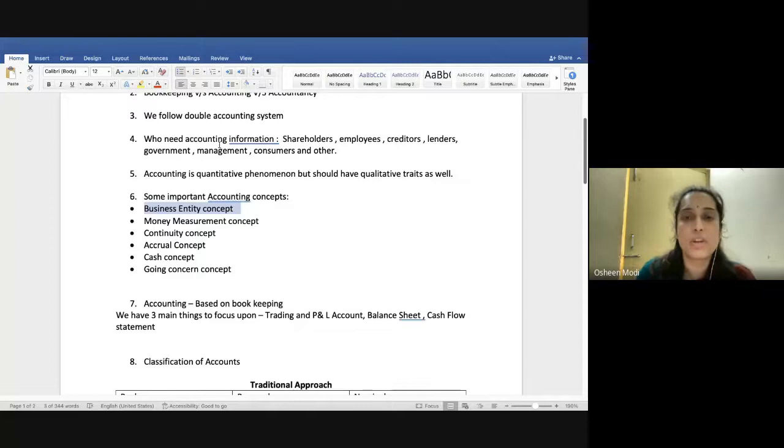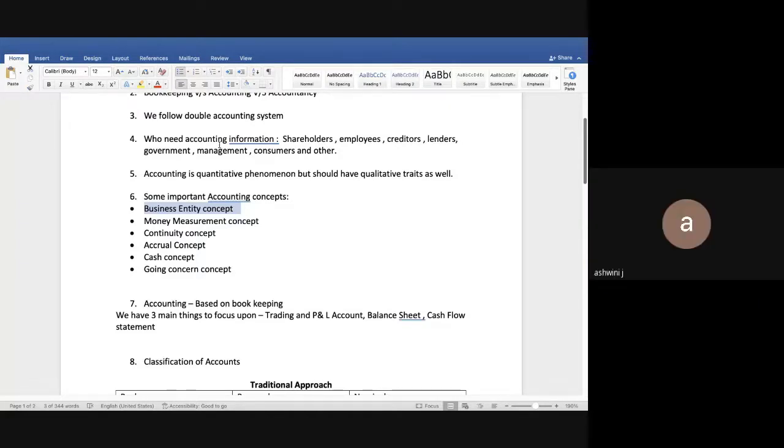Second is money measurement concept. I have given this thing very clearly above as well. Like in the pandemic, most of the sectors in the stock market were falling except the health sector.